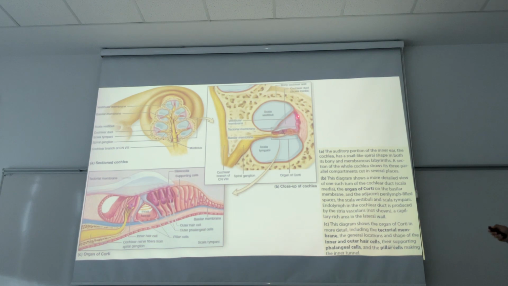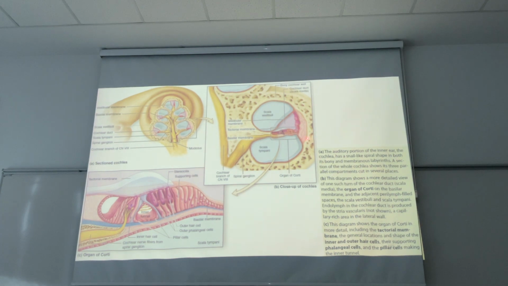Scala media has a triangular structure like this. This part is the inner side of the scala media, and here is the outer side. On the outer side, we have the ligament in this part, and this part is the stria vascularis. I won't talk about the role of stria vascularis and other things because you don't need those details. And this part is our organ of Corti, related to sensing sound.